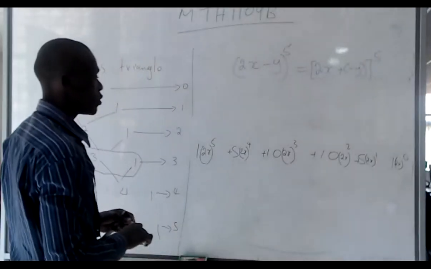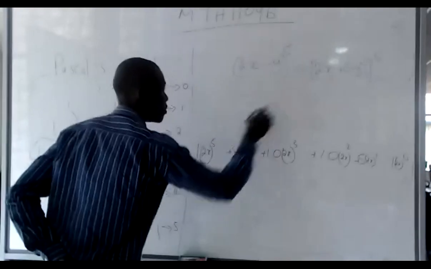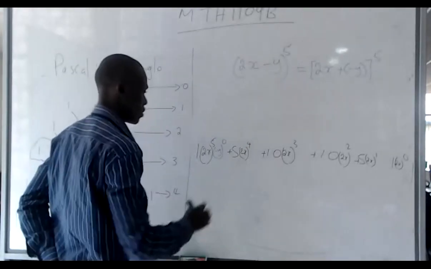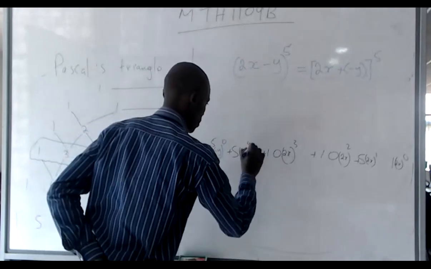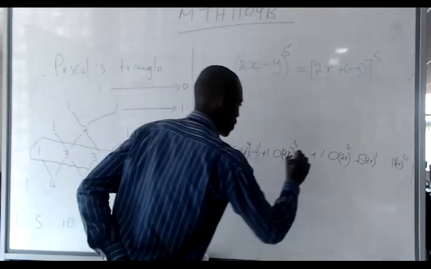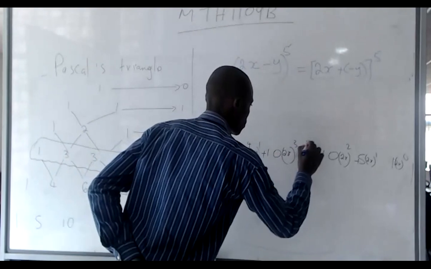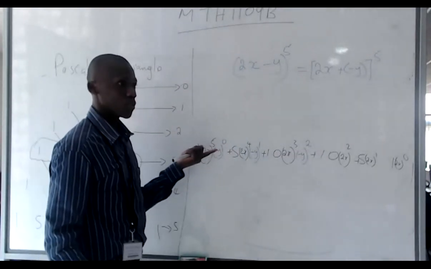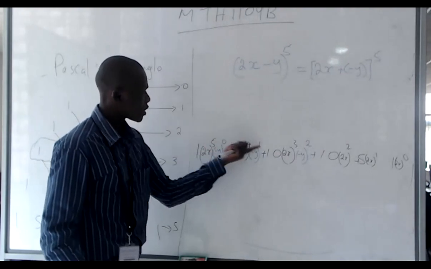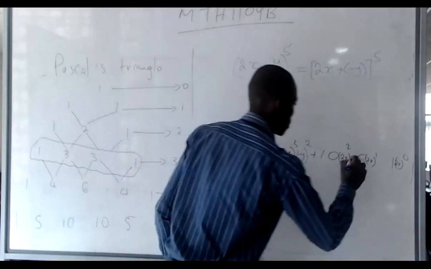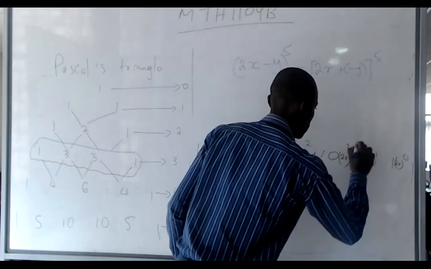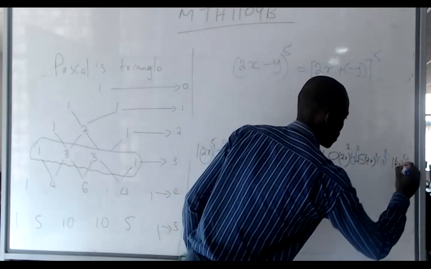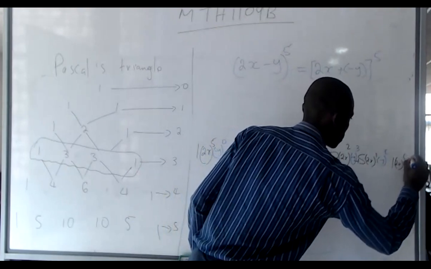And you have to be very careful with this negative sign. So minus y raised to 0, then minus y raised to 1, and then minus y squared. Notice that I'm ensuring that the sum of these exponents is always 5: 0 plus 5, 4 plus 1, 3 plus 2, now 2 plus 3, and now 1 plus 4, and lastly, 0 plus 5.